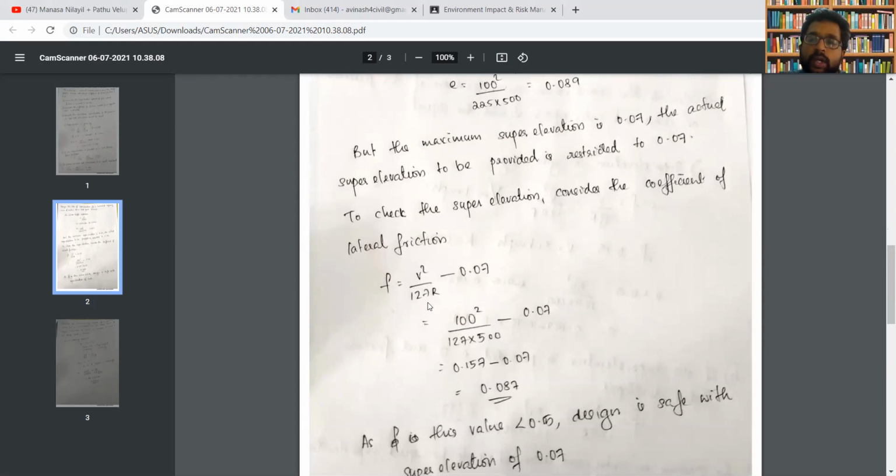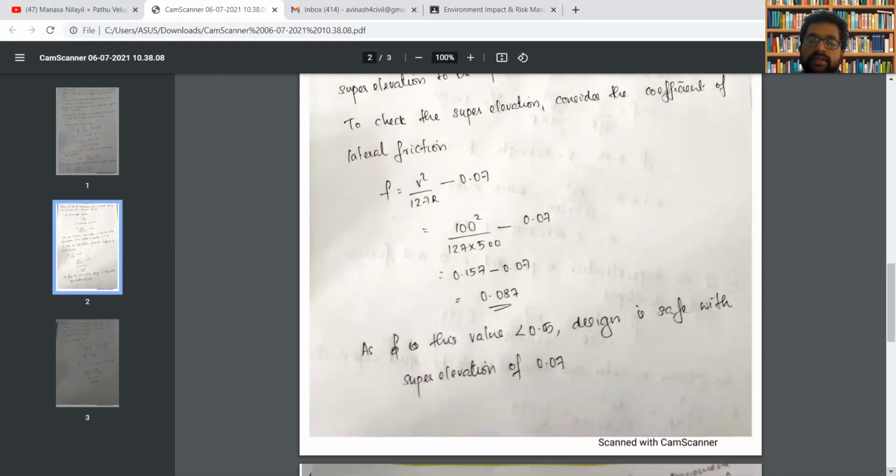So e plus f is equal to V square by 127R. That is the formula. Substituting that formula, you can find out the value of the coefficient of friction. So f is equal to V square divided by 127R minus 0.07. So V square divided by 127R is equal to 100 square divided by 127 into 500, minus the value of super elevation, that is 0.07. So you will obtain the value of coefficient of lateral friction as 0.087.